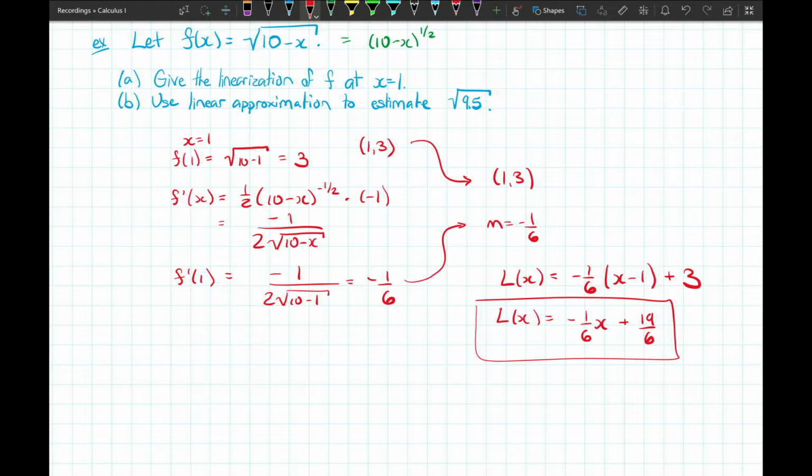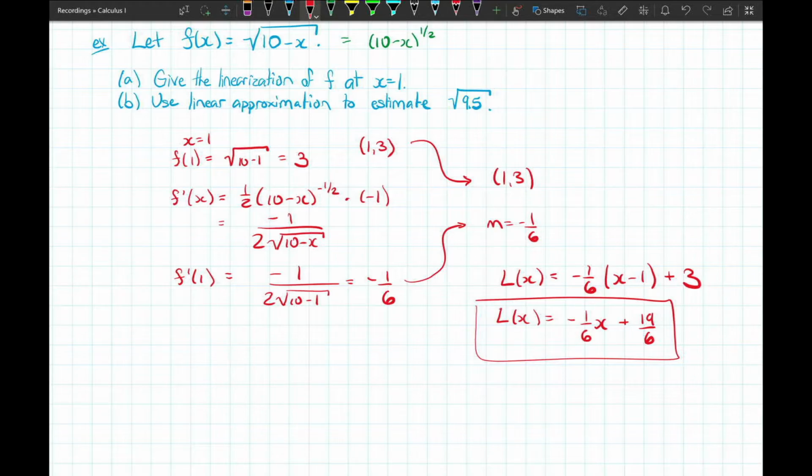And this worked out great because, of course, this function has a very nice value when we plug in x equals 1. It's just the square root of 9. Now take a look at part B here. We want to estimate the square root of 9.5, which of course is very close to the square root of 9, so it's going to be very close to 3. But of course, it's pretty hard to calculate the square root of 9.5 without having to use a calculator. But we can try to estimate that value using this linearization.